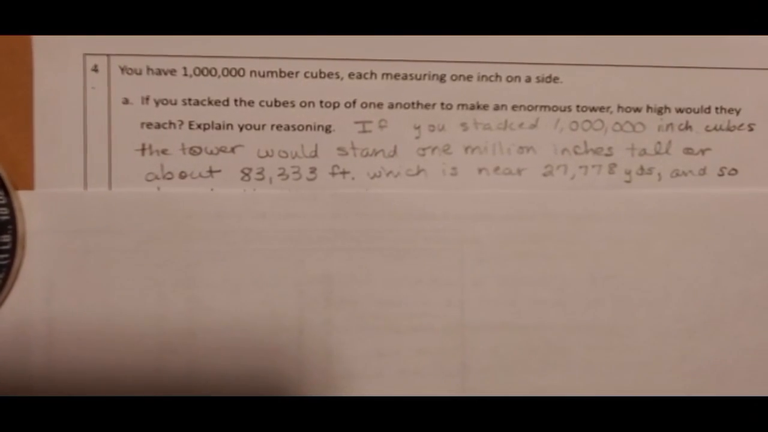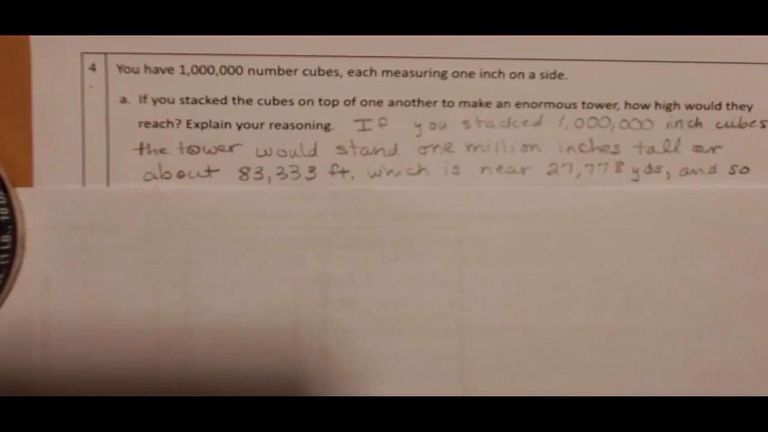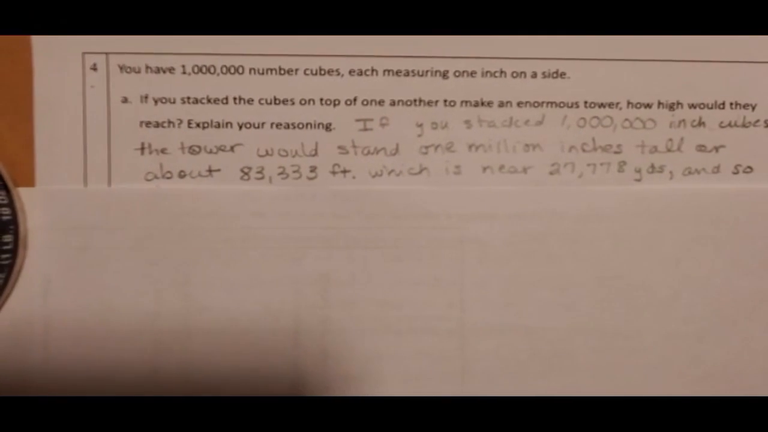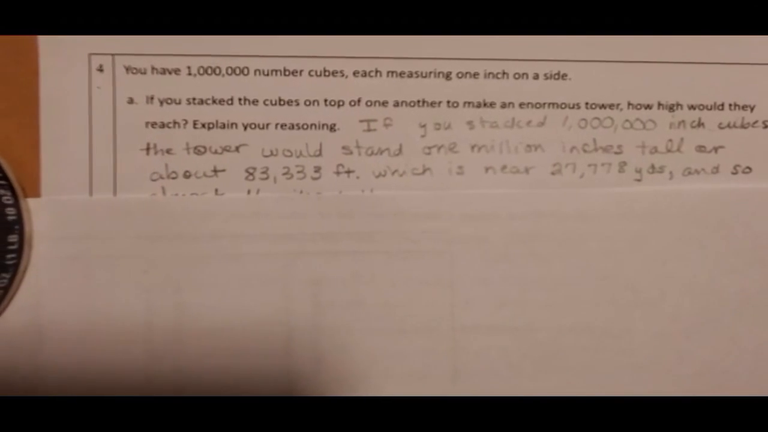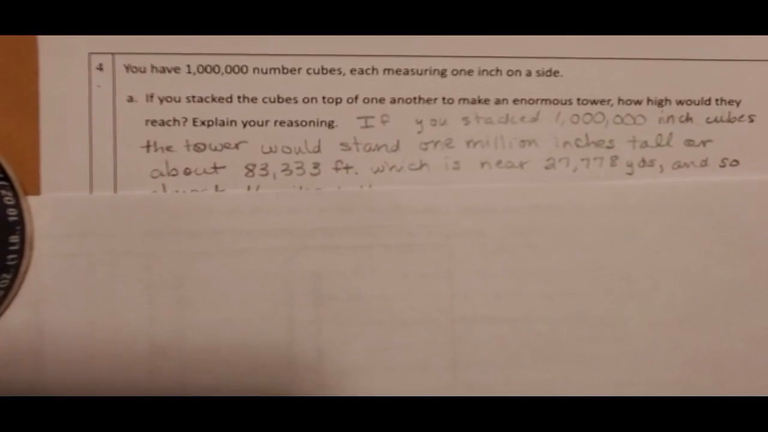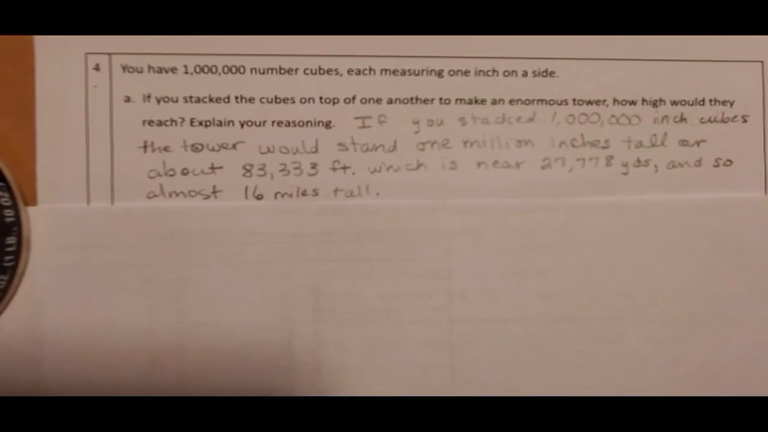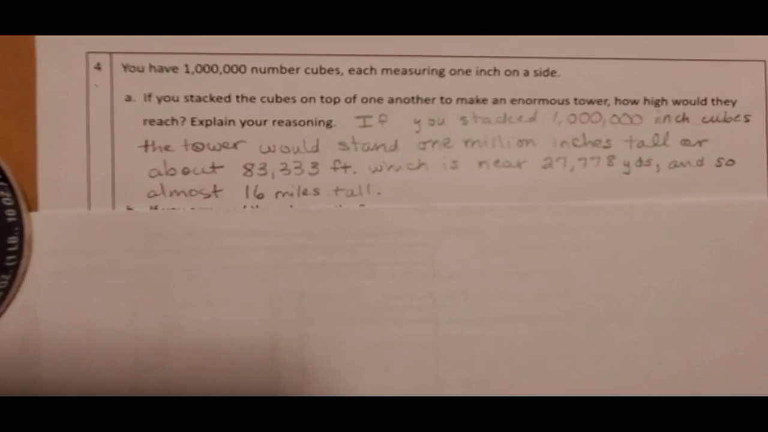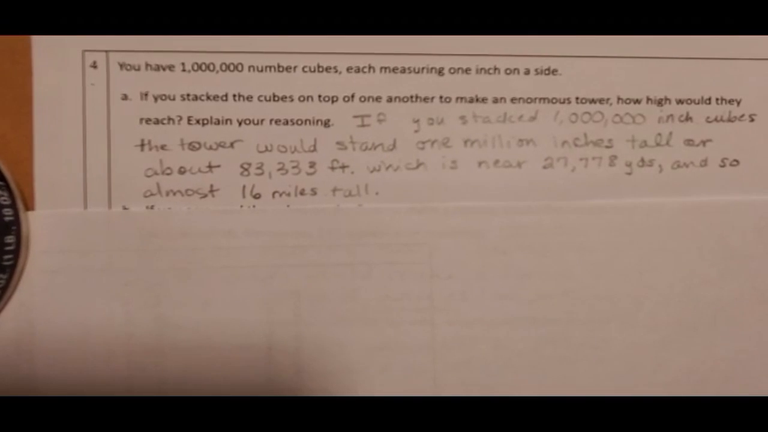Or I could convert that to feet, dividing by 12, which would give me about 83,333 feet. If I convert that to yards by dividing by 3, it would give us nearly 27,778 yards. So that's still hard to fathom. So I divided by 1,760 yards in a mile to get a little less than 16 miles tall that tower would be.